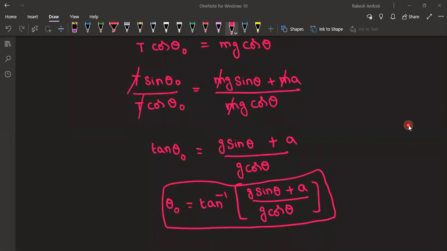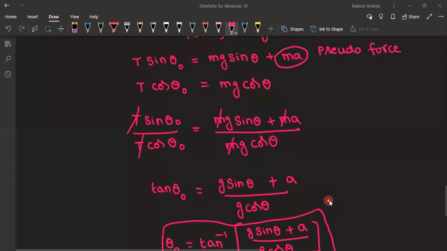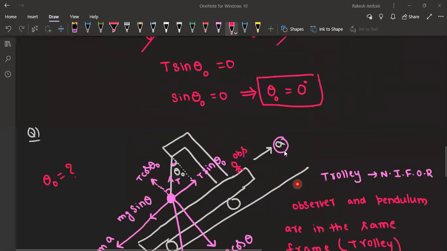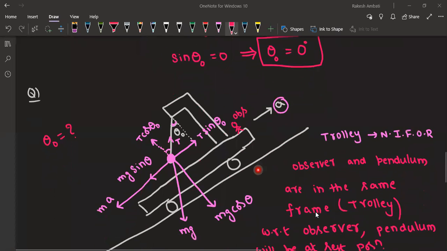Sir, what if the observer is not in the frame of reference? Is this in the same frame of reference then? For example, if the observer is not in the same frame, then we have to take the observer on the ground. If the observer is on the ground, I'm taking it like this, just a minute.